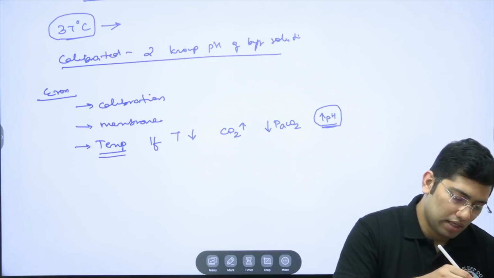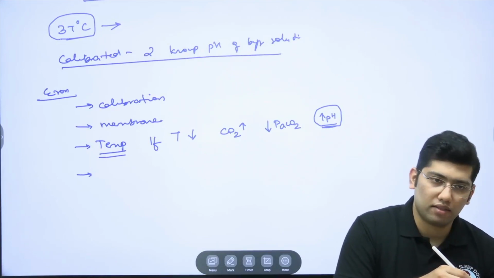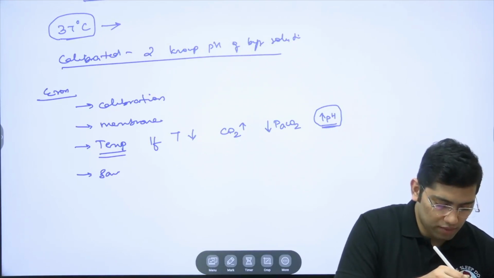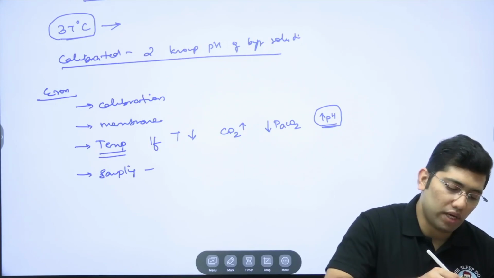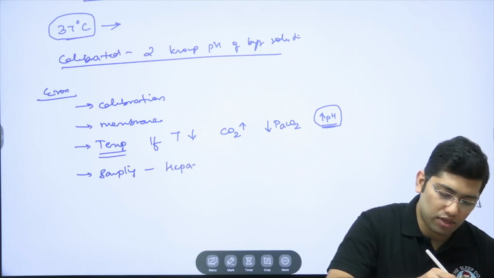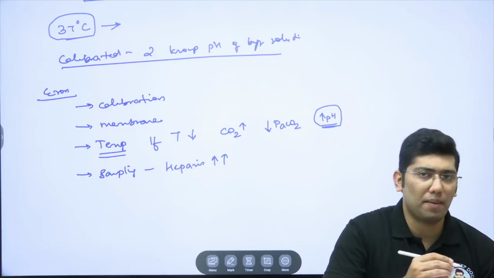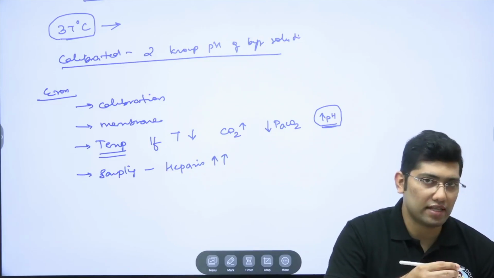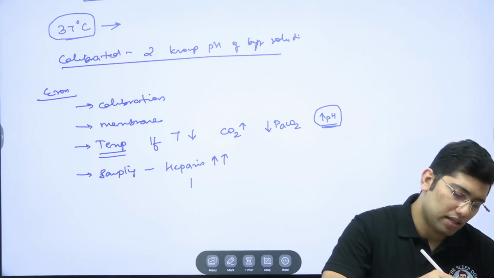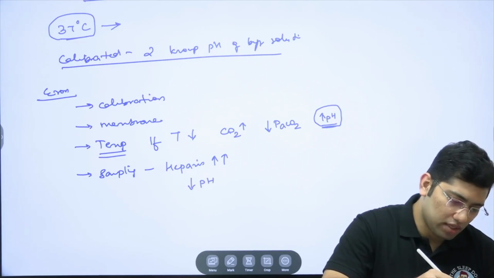Also, sampling error. During sampling, what error can happen? We take blood in a heparinized syringe, right? When there is excess of heparin, we know heparin is an acid. So what does an acid do to the pH? Then the pH would be abnormally low.